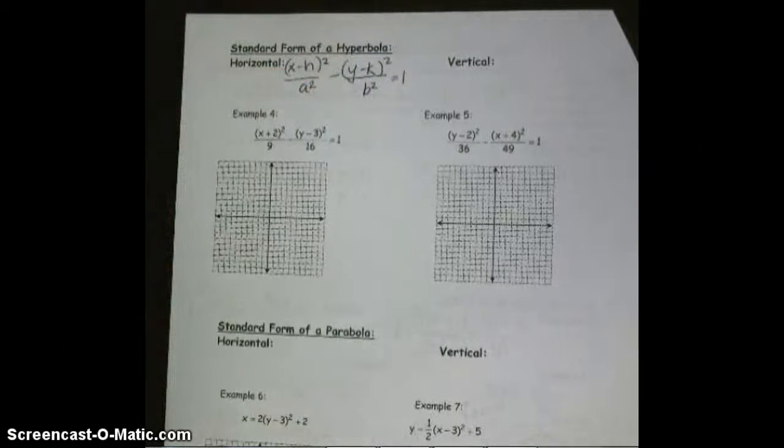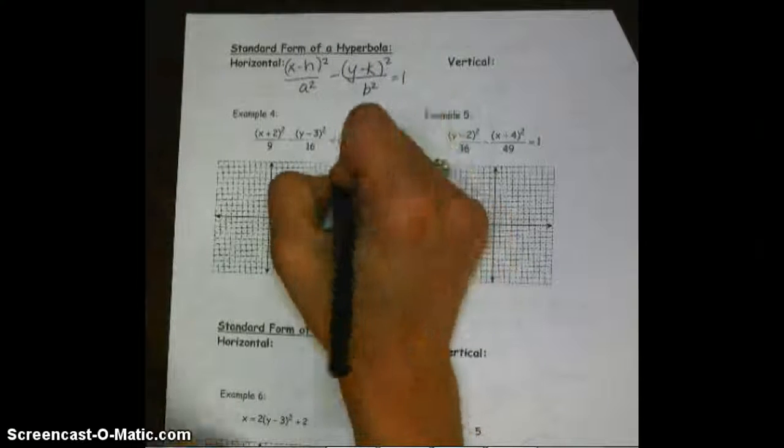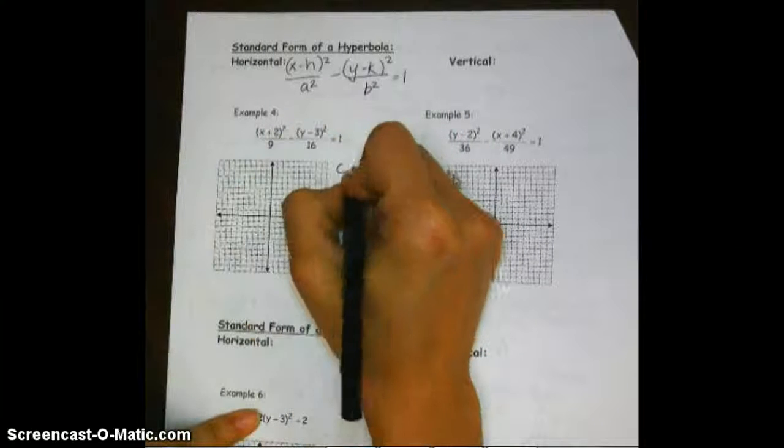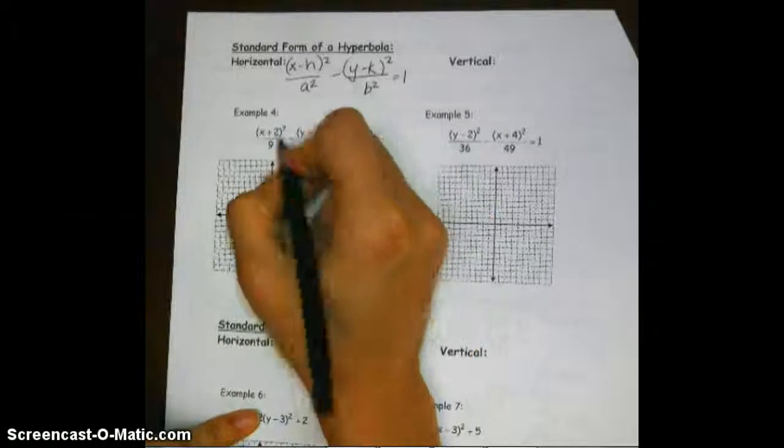Okay, so this is going to start off very similar to the ellipse. We're going to get a center point from the parentheses, right? So this is grouped with x, so this is an x value for the center. This is grouped with y, so that's the y value for my center.